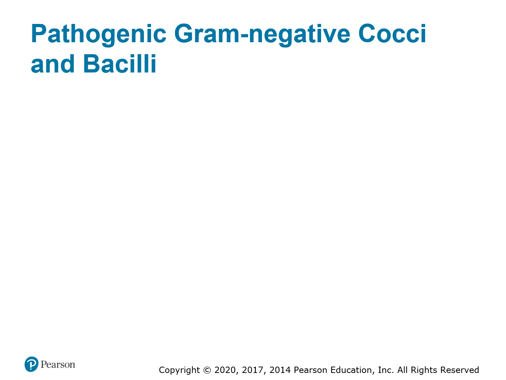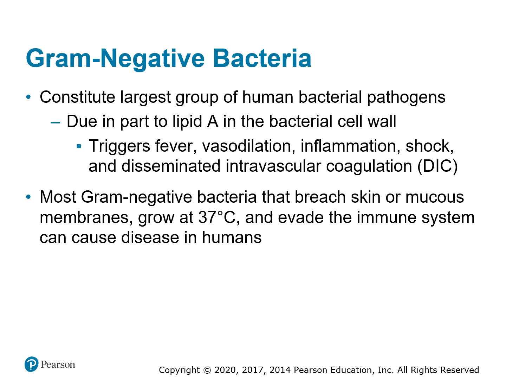All right, this is the second in our pathogenic bacteria series, and this one is going to look specifically at gram-negative Cocci and Bacilli. So let's talk a little bit and review what gram-negative bacteria are all about. They are the largest group of bacterial pathogens for humans, so much larger of a group than the gram positives that we looked at last time.